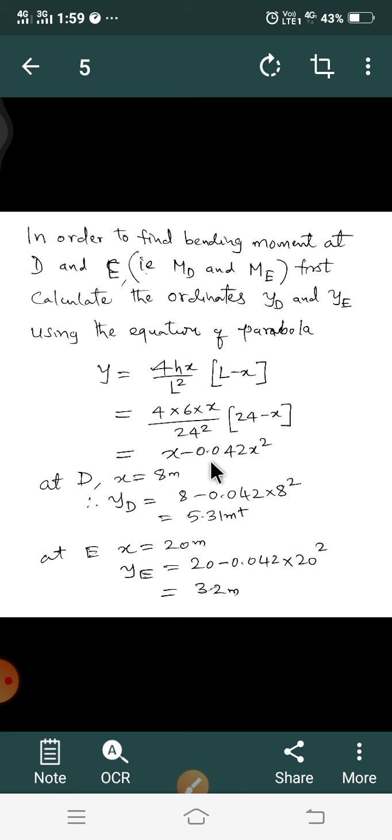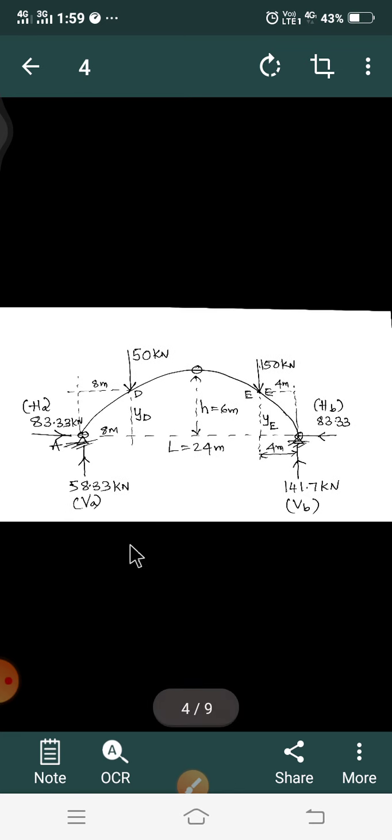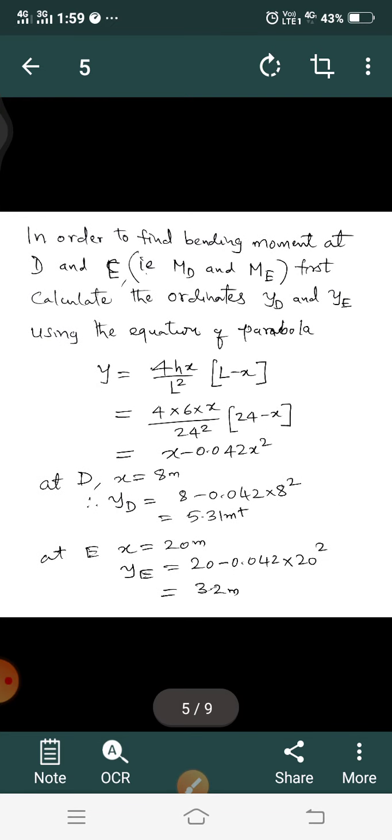Now I am going to use this equation here. You can see here at D, x is equal to 8 meter. This is 8 meter, this is 8 meter, so at D x is equal to 8 meter. Now x equal to 8 is substituted in this equation. So YD is equal to 8 minus 0.04 into 8 square. You substitute x here, you will get 5.31 meter.